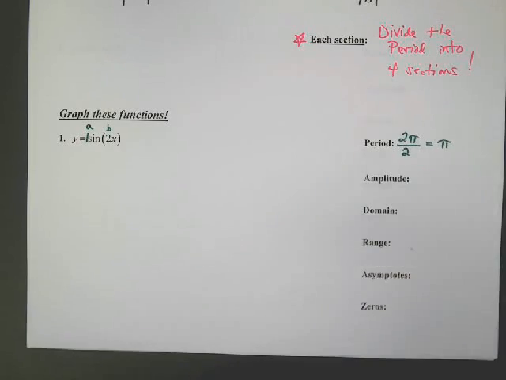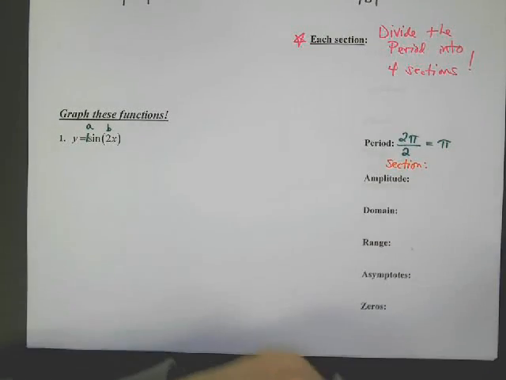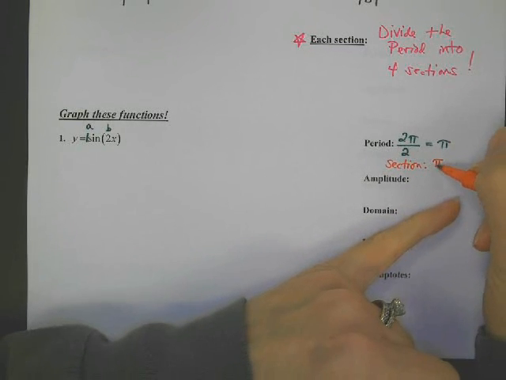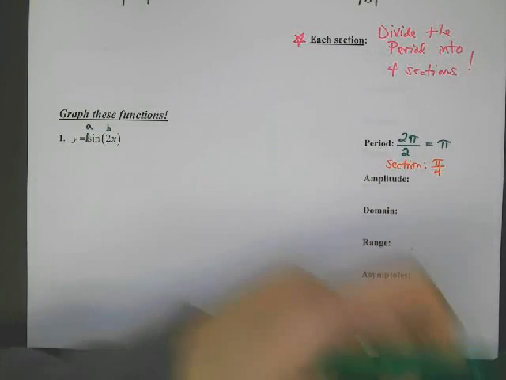Underneath period, I want you to write down what a section is. In order to get the graph correct, you need to know a section. So we're going to take pi and divide it by 4. What does that mean?